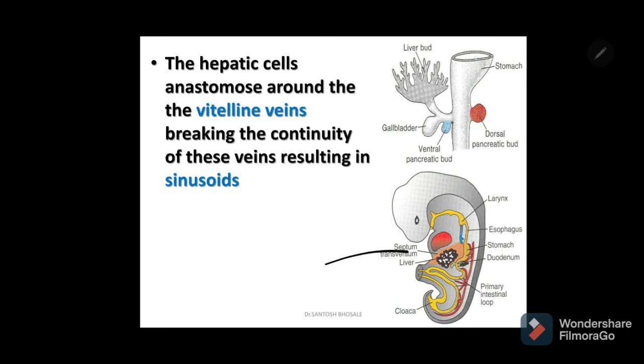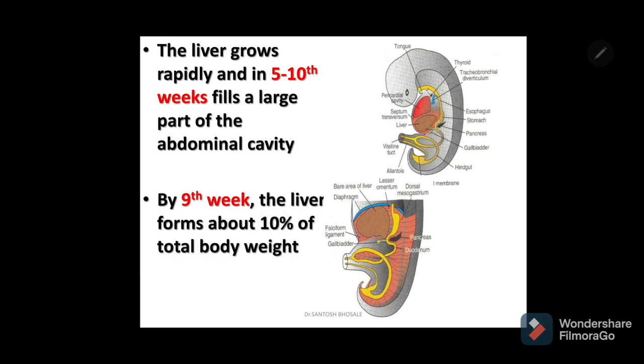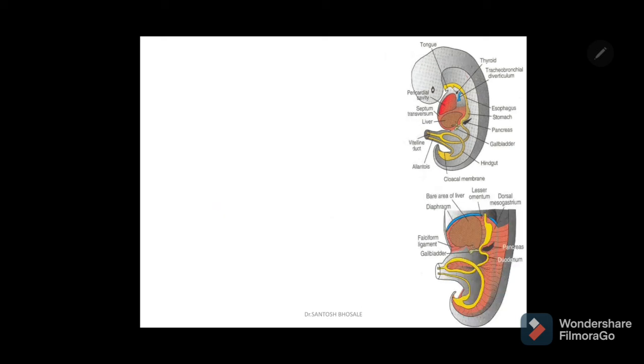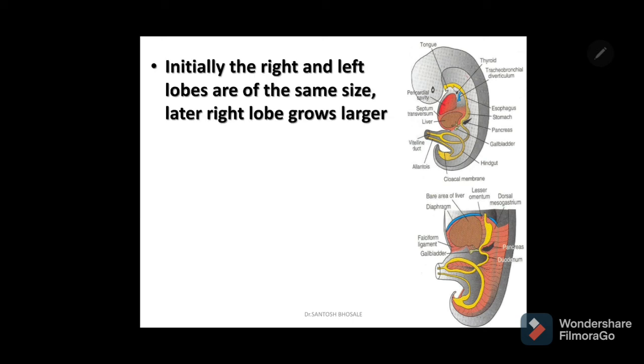You can see, the liver grows rapidly, especially the right lobe of the liver enlarges, and by the 9th week the liver forms 10% of the total body weight. Initially the right and left lobes are the same, but the left lobe undergoes some degeneration, whereas the right lobe retains its fetal size.